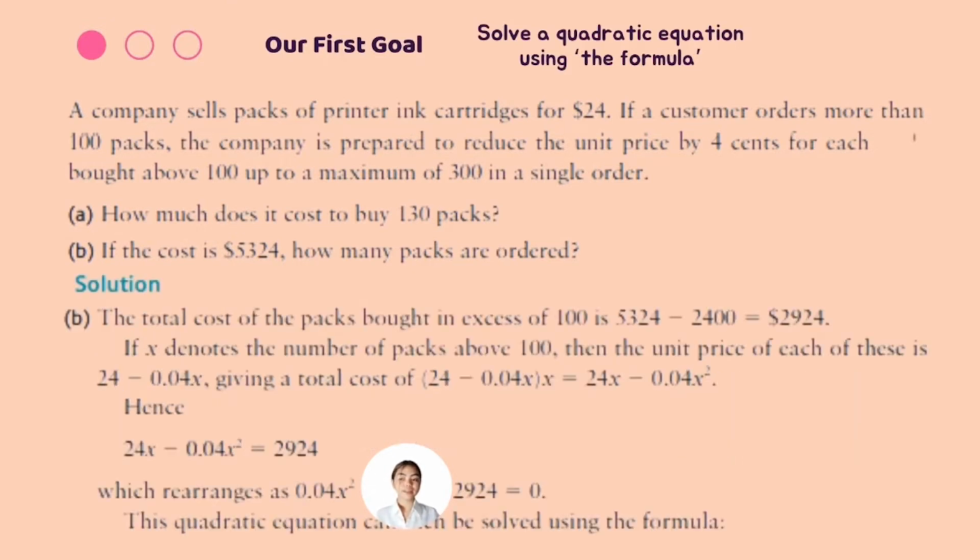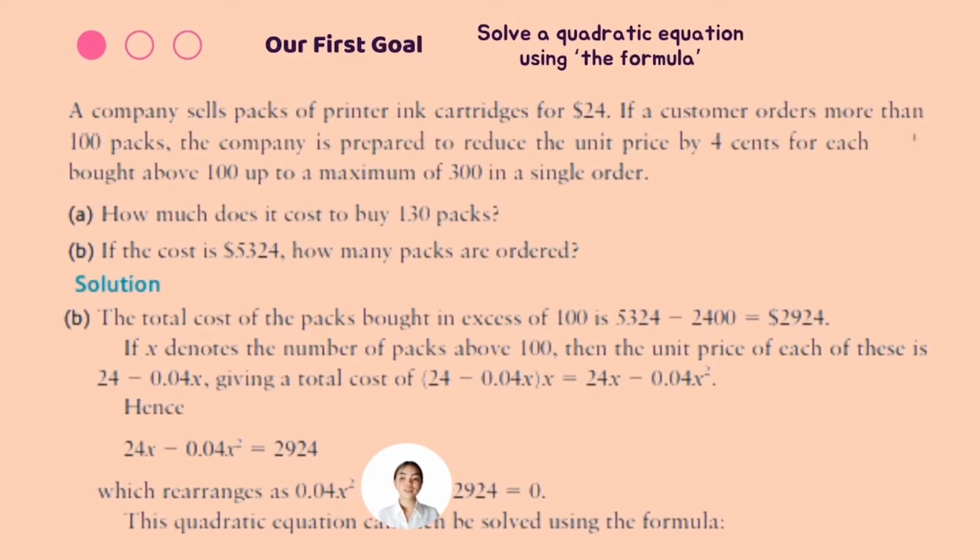Let's proceed with letter B. If the cost is $5,324, how many packs are ordered? So the total cost of packs bought in excess of 100 is $5,324 minus $2,400, which is equal to $2,924. So the unit price is 24 minus 0.04x, giving a total cost of (24 minus 0.04x) times x, which is equal to 24x minus 0.04x squared. Hence, 24x minus 0.04x squared is equal to 2,924, which rearranges as 0.04x squared minus 24x plus 2,924 is equal to 0.